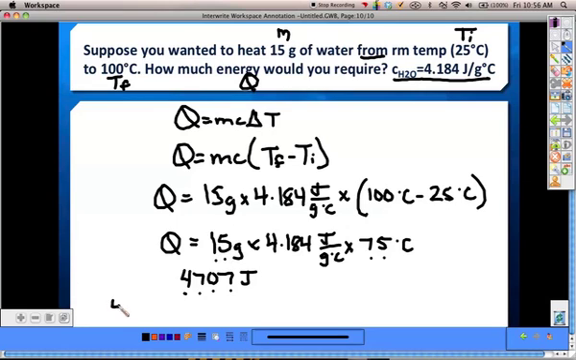So I would write 4700 joules. If I didn't like the way that that looked, I could make it clearer by saying 4.7 times 10 to the 3 joules. Or if it asked for the answer in kilojoules, it would just be 4.7 kilojoules. All three of those are the same value.